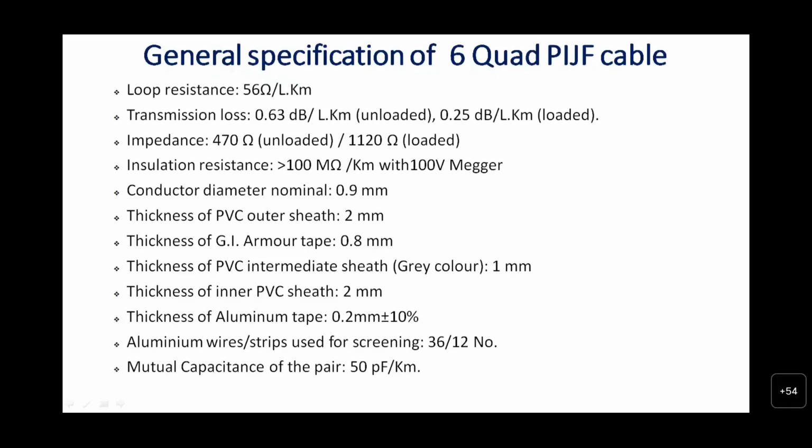Thickness of aluminum armor tape will be 0.2 mm plus or minus 10%. Aluminum wire used for screening purpose is 36 or 12 numbers. Mutual capacitance of the pair should be 50 picofarad per kilometer.